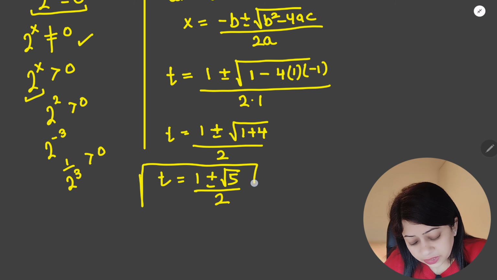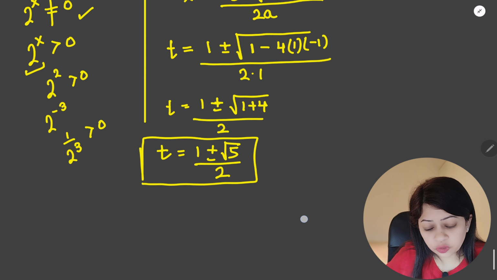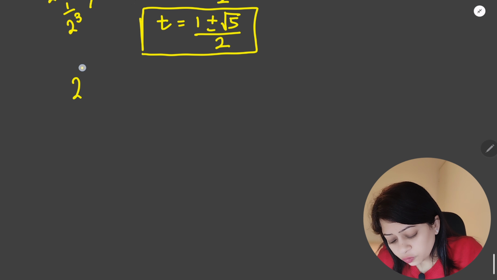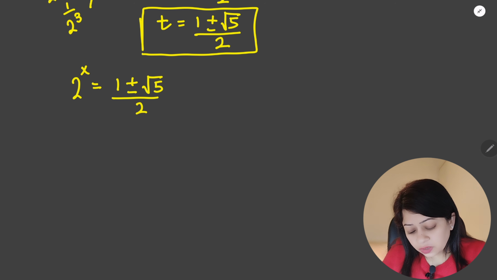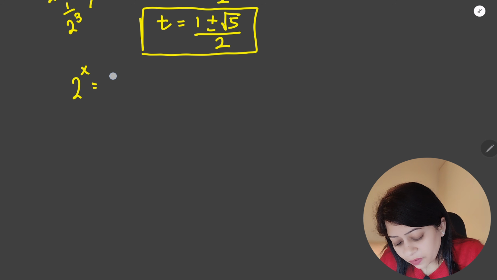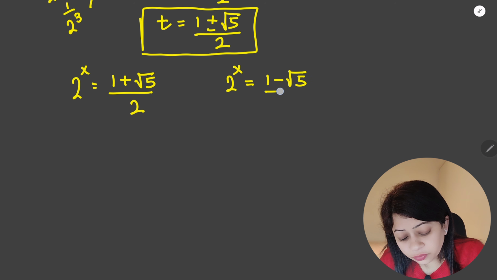This is t. Okay. Now t is what? t is actually 2 raised to power x. So here we get two cases. Either 2 raised to power x is equal to 1 plus minus under root 5 by 2, right? Or, so I will take first case here. 2 raised to power x is equal to 1 plus under root 5 by 2, or 2 raised to power x is equal to 1 minus under root 5 by 2.